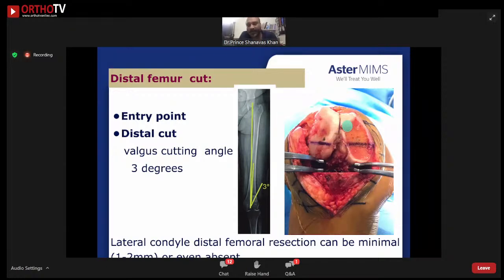So the entry point should be a little bit medial. Why? Because there is always a lateral metaphyseal deformity, remodeling of the distal femur. So go a little bit medial. Another thing is that when you make the distal femoral cut, on the lateral condyle you may be cutting in the air, or cutting very little, 1 or 2 millimeters. You can see in the slide that on the medial side you have cut enough bone, you can see the cancellous bone. But on the lateral side, you can hardly see any cancellous bone. It's mostly the cartilaginous structure you see. So you'll be cutting less from the lateral femoral condyle because your valgus cutting angle is only 3 degrees.